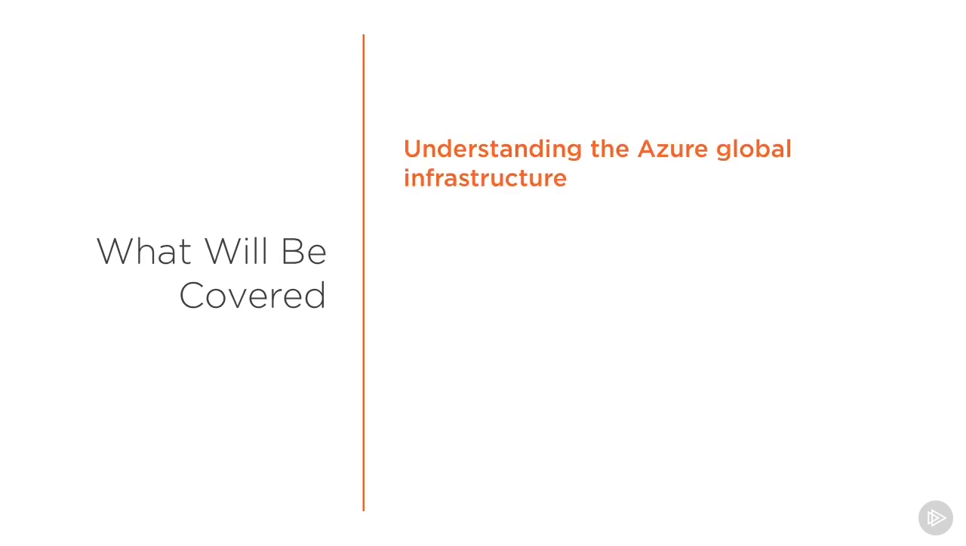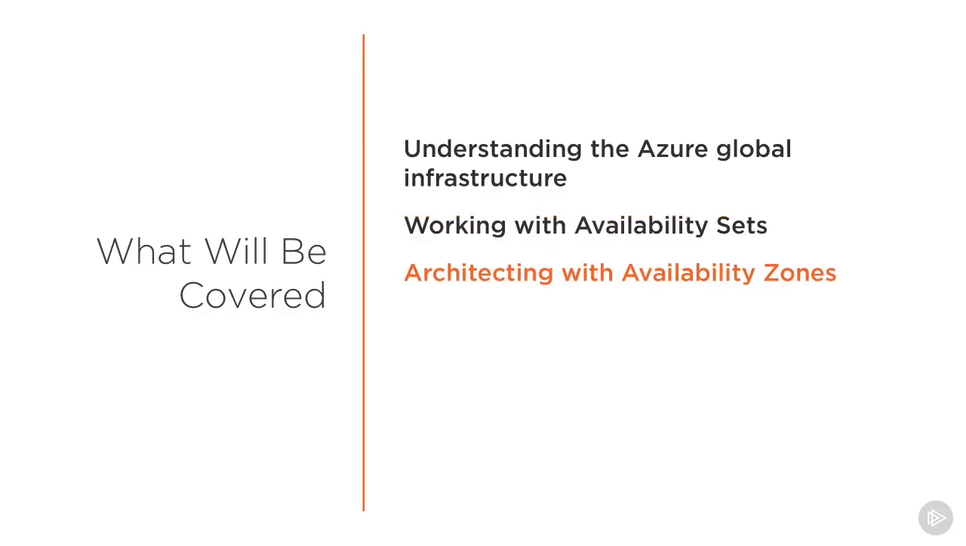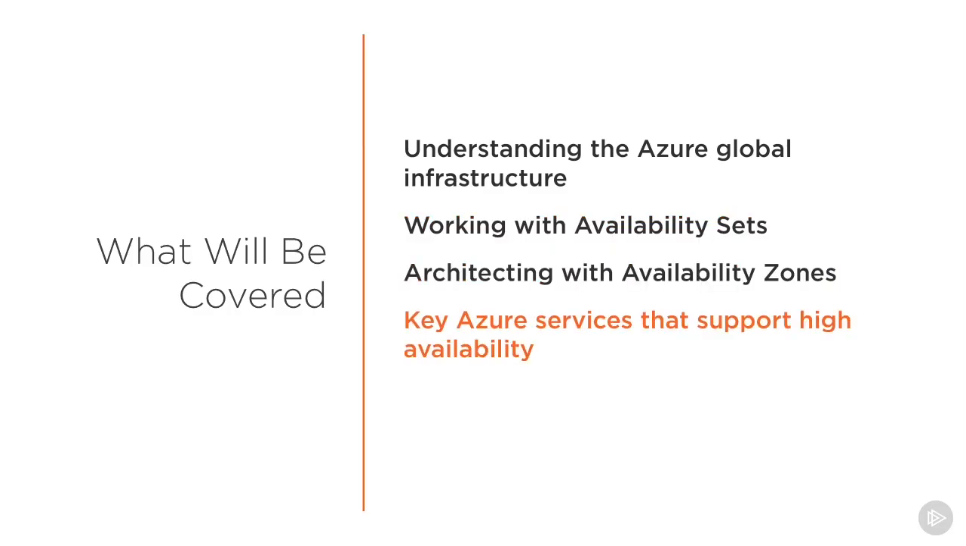So first up, we're going to take a look at understanding the Azure global infrastructure. What are regions and availability zones? What are availability sets? And what are all these different pieces of infrastructure and architecture components that you can use to build highly available applications? From there, we'll dive deeper into things like availability sets. We'll talk about availability zones and what those are and why you want to use them. And then we'll also focus on key services that support high availability in Azure. So many services on the platform natively support a concept of high availability or multiple regions or geographic redundancy. So we'll take a look at what those are so you're aware of them.